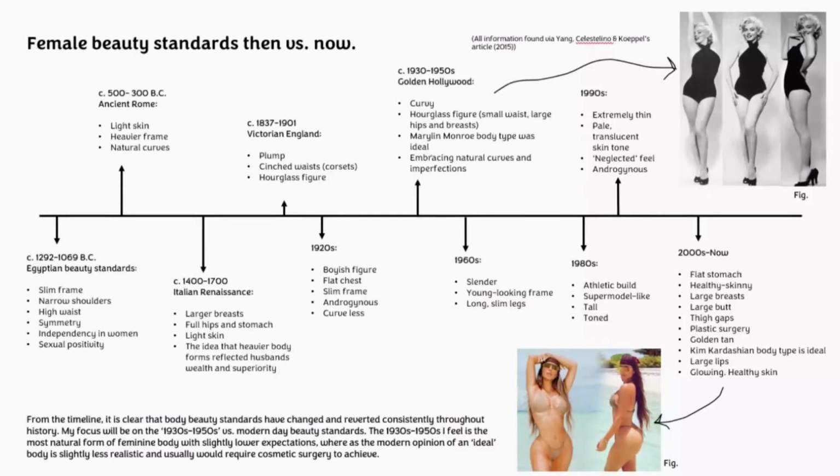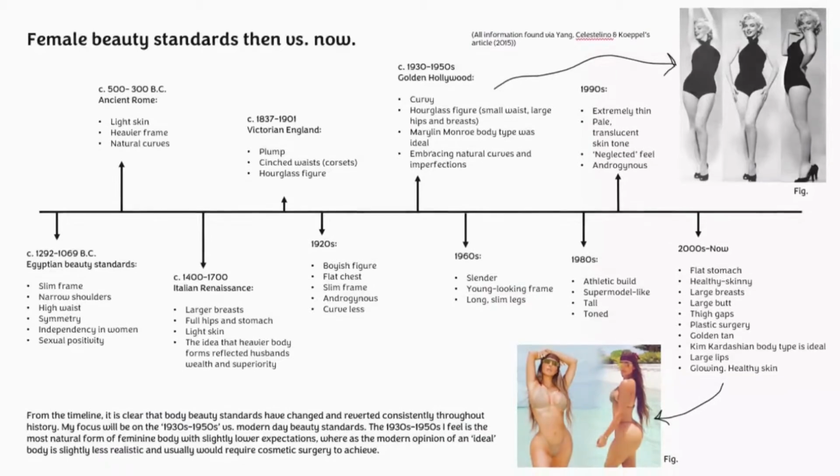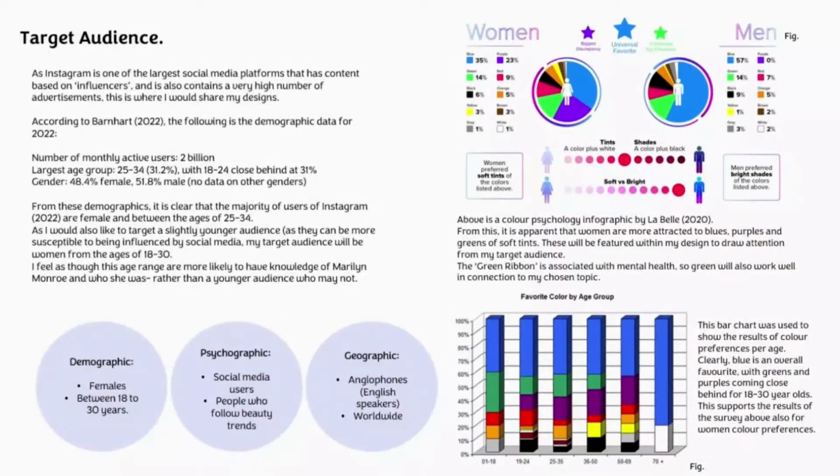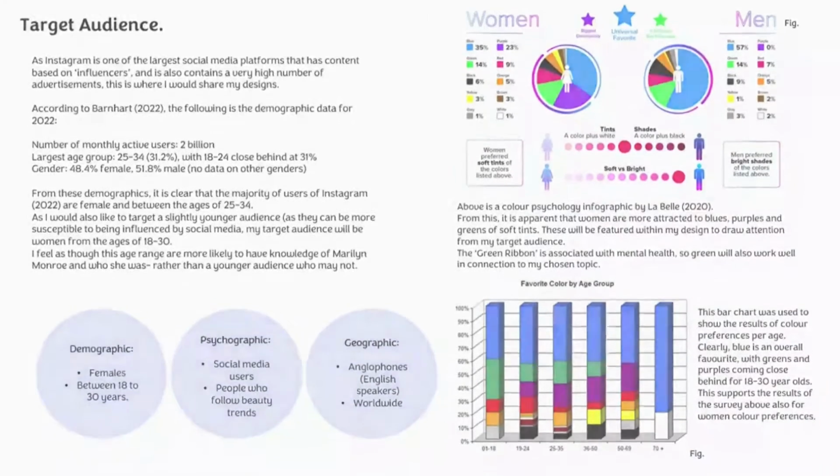The next thing I wanted to look into is how beauty standards have changed over history. I looked at demographic data and realised that women between the ages of 25 to 34 are the most active on Instagram. So I decided that women between the ages of 18 and 30 would be my new target audience.